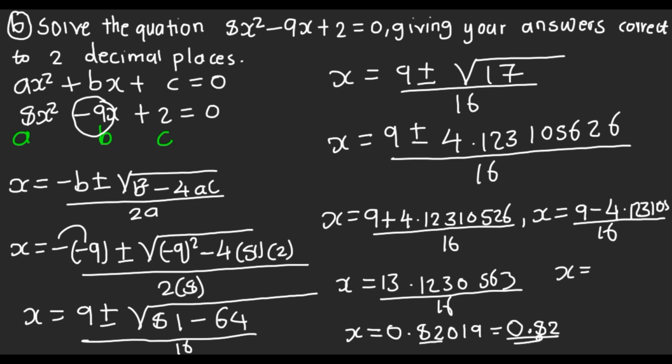Now let's look at the other one. So we have 9 minus 4.123105626. So I'm getting 4.876894 over 16. So divided by 16, getting 0.30 as my final answer. So these are the two values of x.